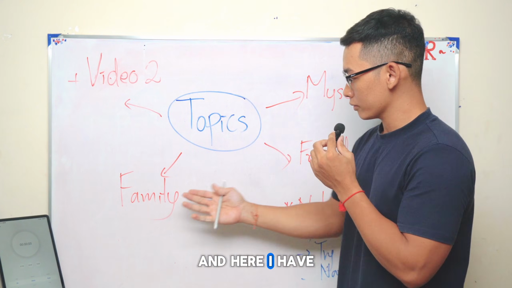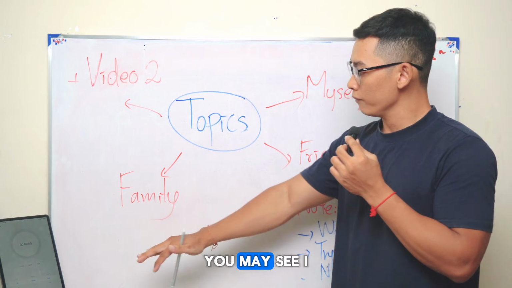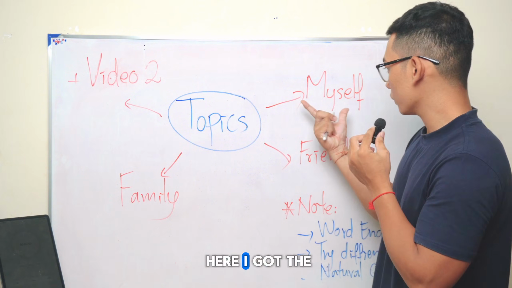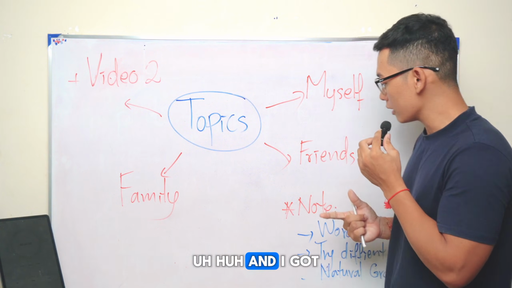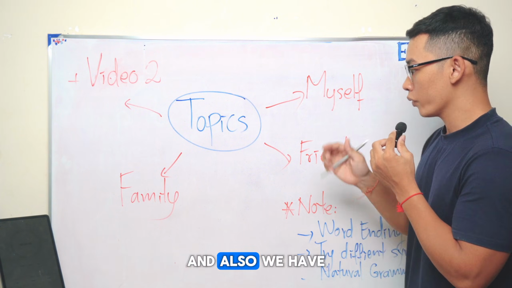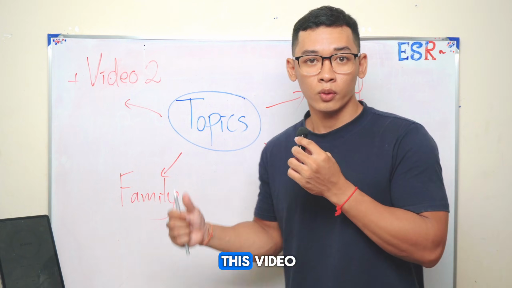And here I have some simple topics you may see. I got the word family here. I got the word myself, and I got the word friends. And we also have the rules to process this video.